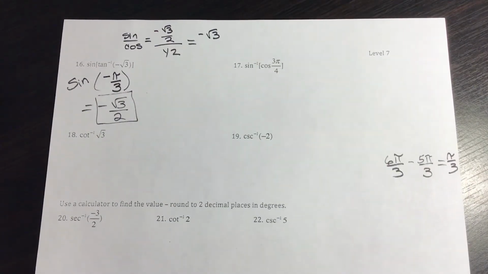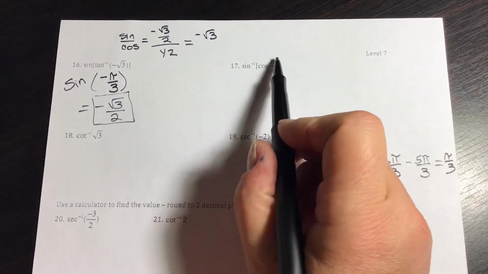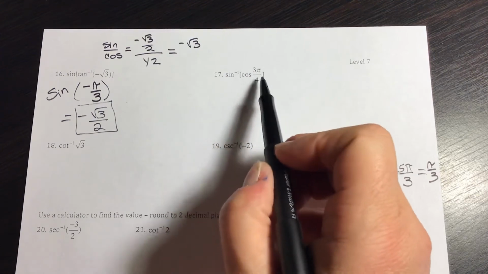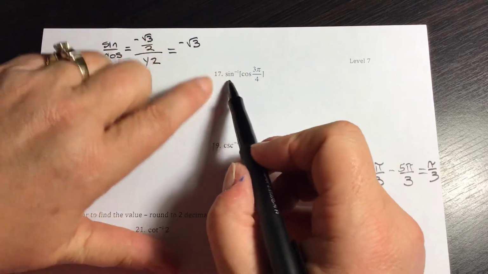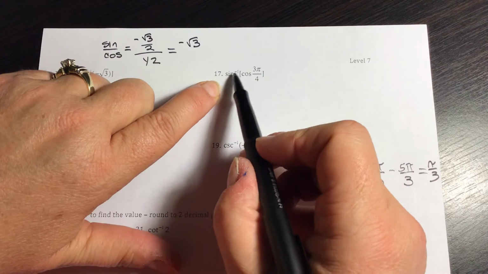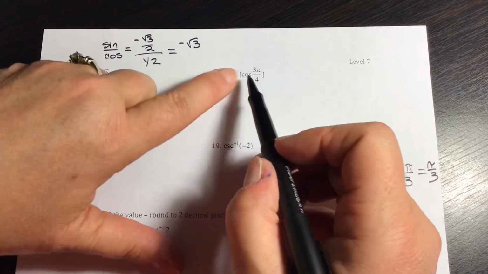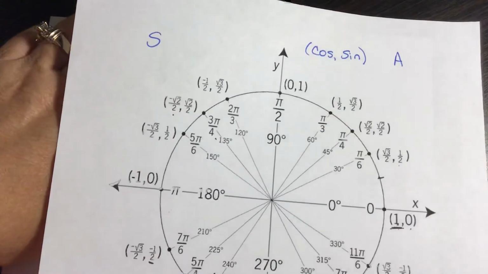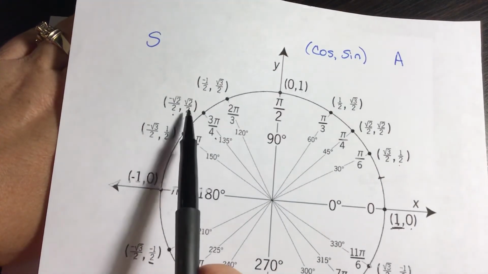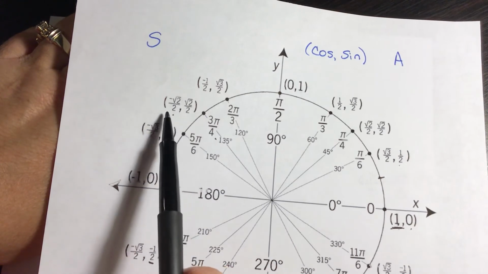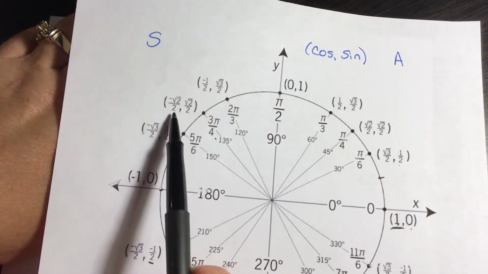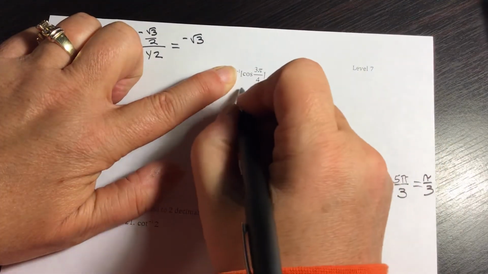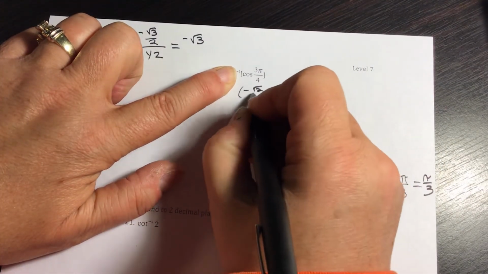All right, number 17. I'm looking for cosine of 3 pi over 4. So this is just the measure of cosine. And then I'm going to look to see what angle has the same sine. Cosine of 3 pi over 4, 3 pi over 4 is right here. Cosine is negative square root of 2 over 2. So cosine of 3 pi over 4 is negative square root of 2 over 2.